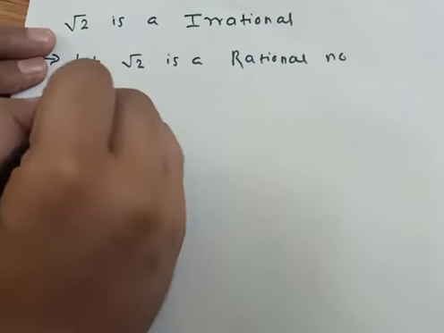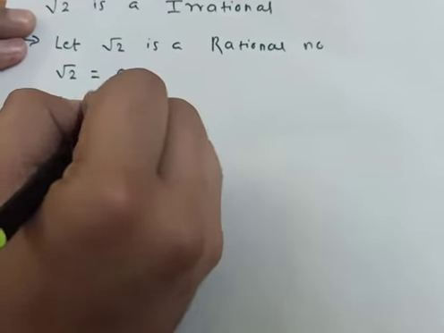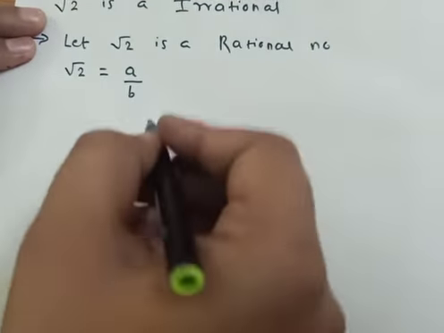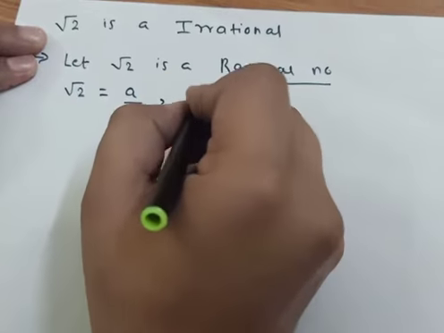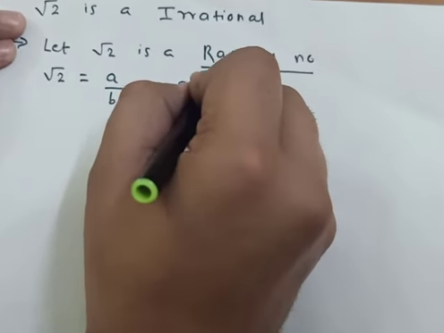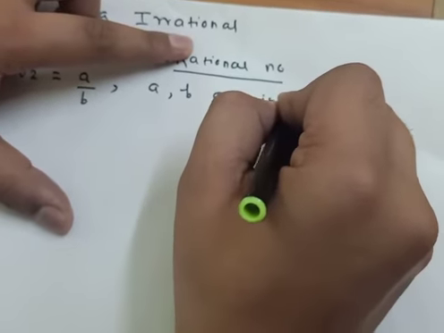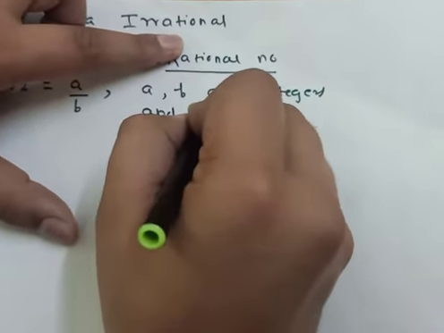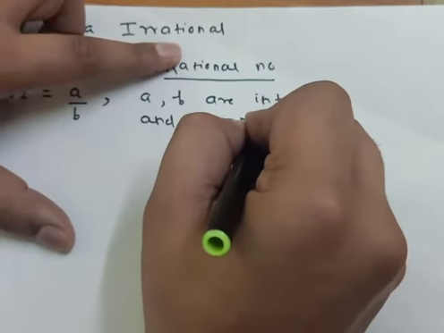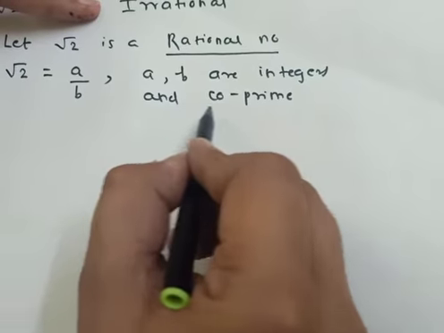Since we have assumed that root 2 is a rational number, it can be represented in a by b form, numerator upon denominator, where a and b both are integers and co-prime numbers. So a and b are integers and they are co-prime numbers.